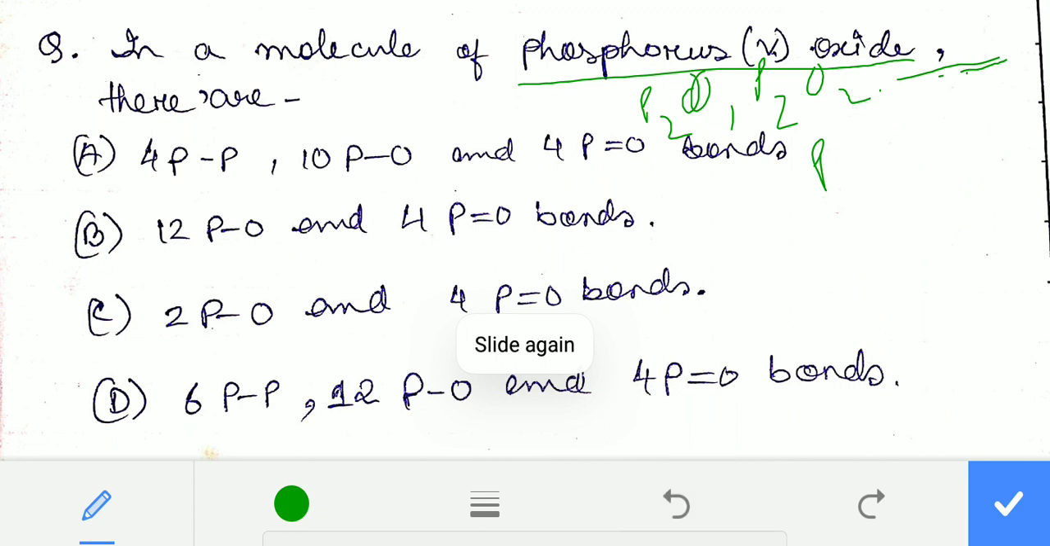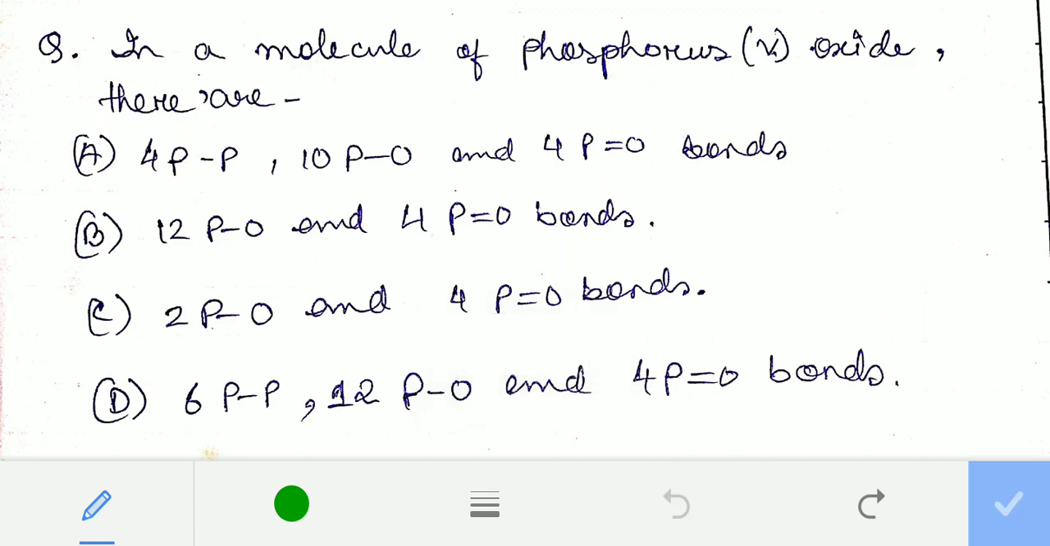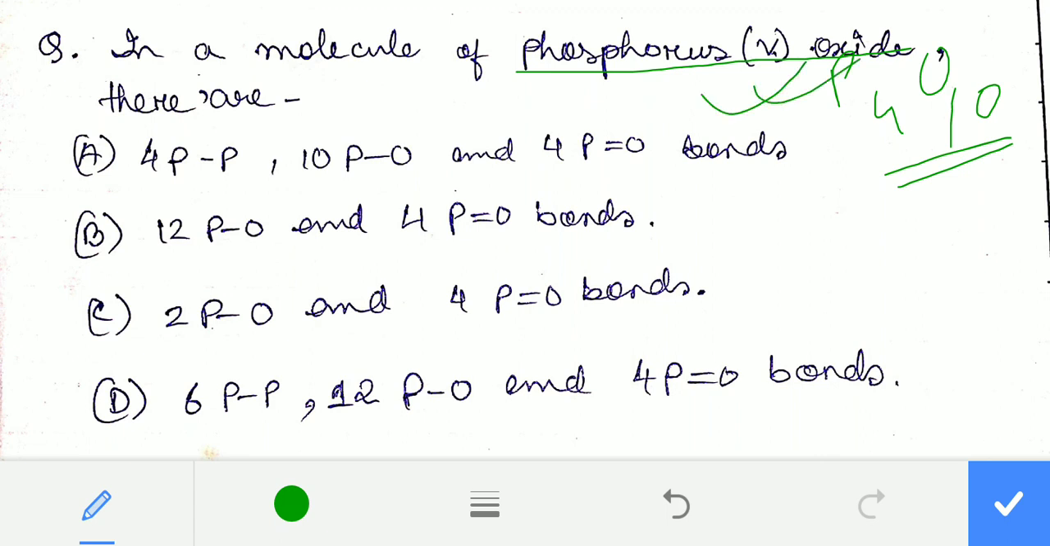So if you calculate the oxidation number of phosphorus in P4O10, it will be 5. That's why in the question it is given as phosphorus oxide. They are talking about phosphorus pentoxide, that is P4O10. Now there is a very simple way to draw phosphorus oxide. As we know, phosphorus always exists as P4 in nature, which is white phosphorus.